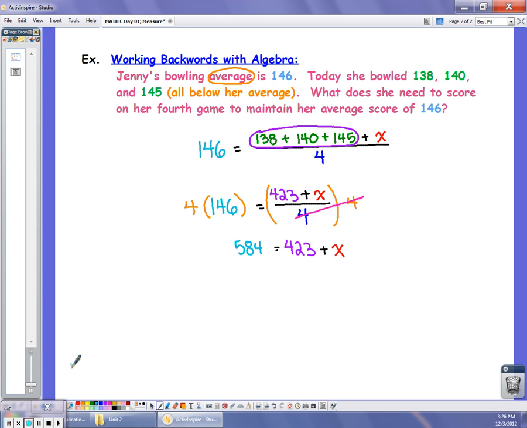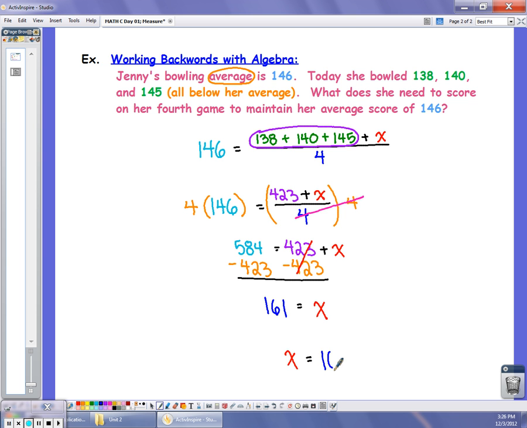So now I'm down to a one-step equation, because what I need to do is get X by itself, which means I need to get rid of this 423. To get rid of it, I need to take it away, and take away means to subtract. Now what I do on one side, I once again do to the other. So when I subtract 423 on both sides, these two 423s cancel out, and I'm left with X on this side. And on the other side, 584 minus 423 is going to give me 161. So X is equal to 161, and remember, we always rewrite it so that X is on the left. So we want X equals 161.